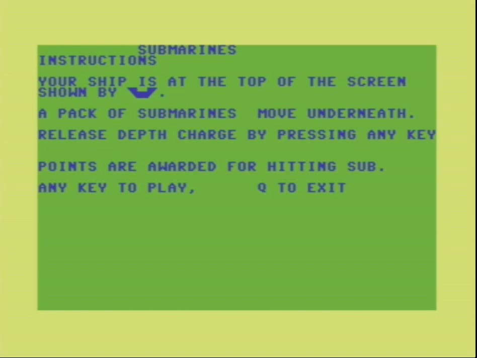A pack of submarines move underneath. Release depth charge by pressing any key. Points are awarded for hitting the sub. Let's go.